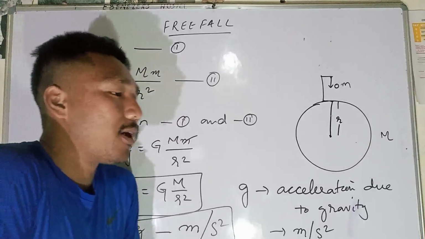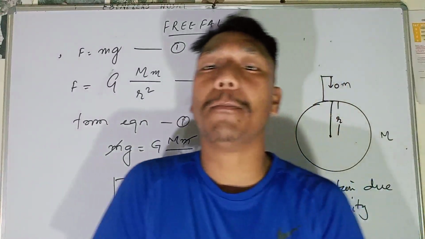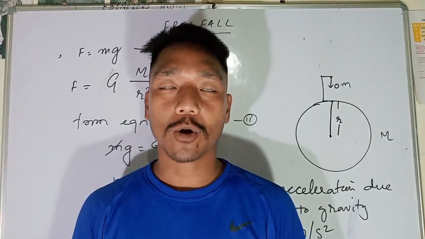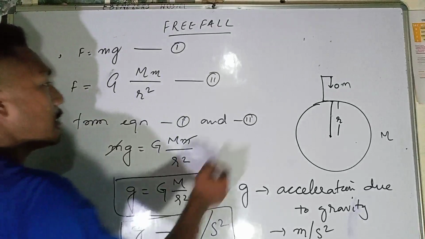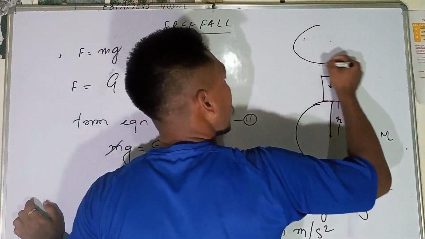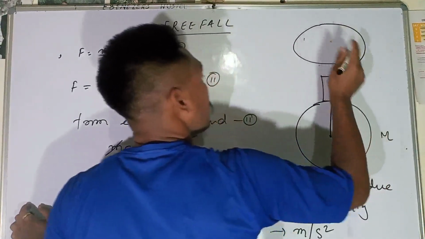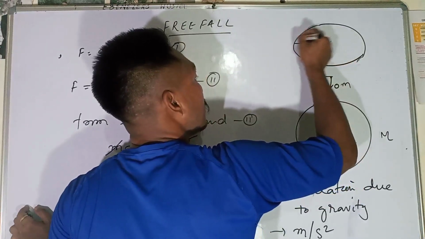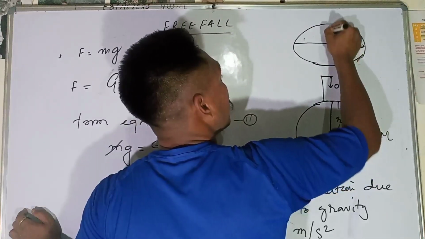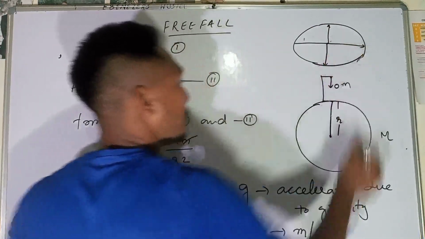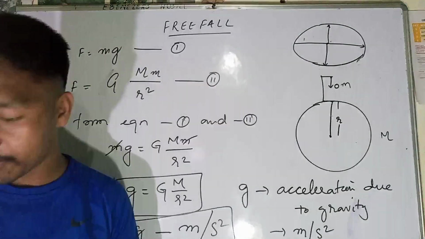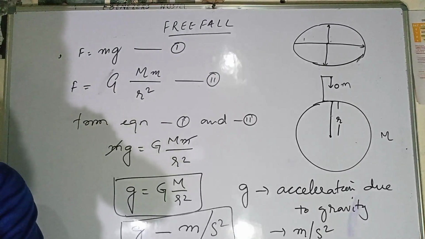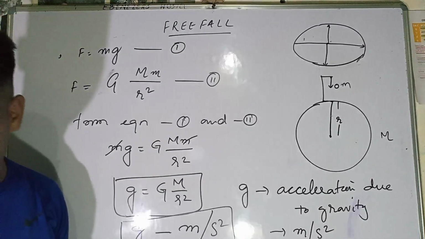So what does it mean? You see, the shape of our Earth is not a perfect sphere, right? It's like an oval. Our Earth is something like this, not exactly like a sphere. So the radius will be more at the equator than at the pole. Am I right? Yes. The radius of the Earth increases from the pole to the equator.